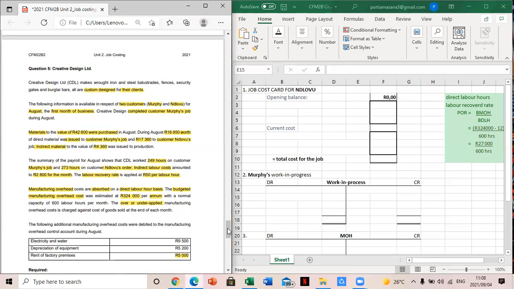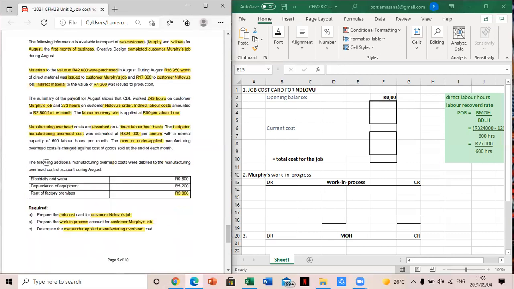of each month, okay? And here it further says that the following additional manufacturing overhead costs were debited to the manufacturing overhead control account, right? So remember that your manufacturing cost is an expense account. So when we debit something on that account, it means that our expenses increase, whereas when we credit, our expenses decrease. So look at that later.